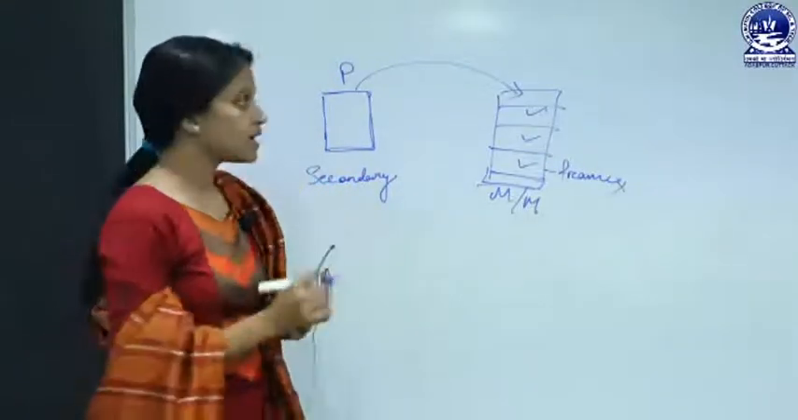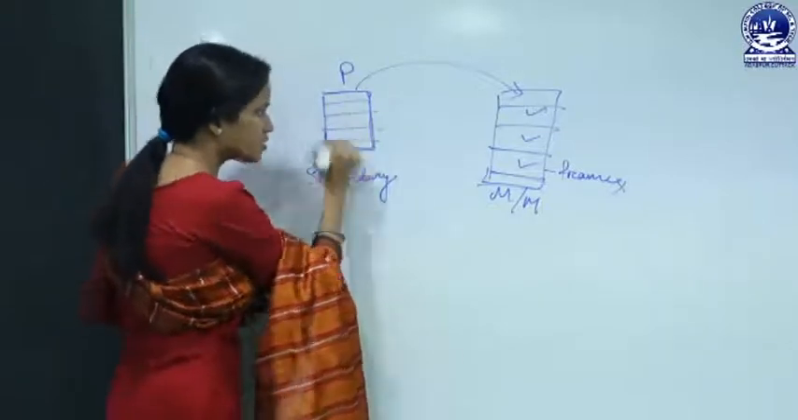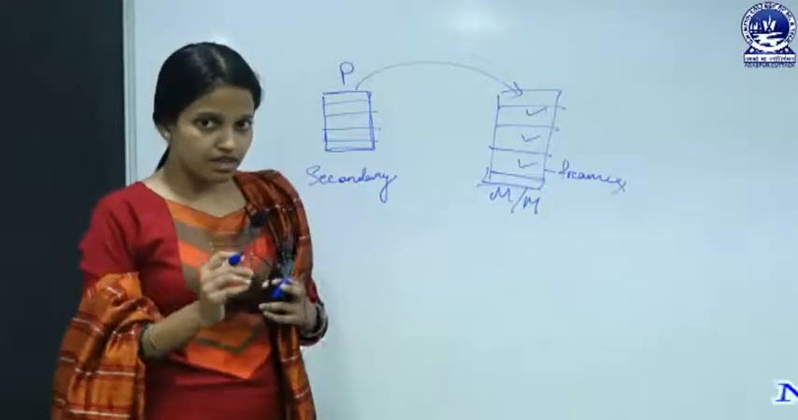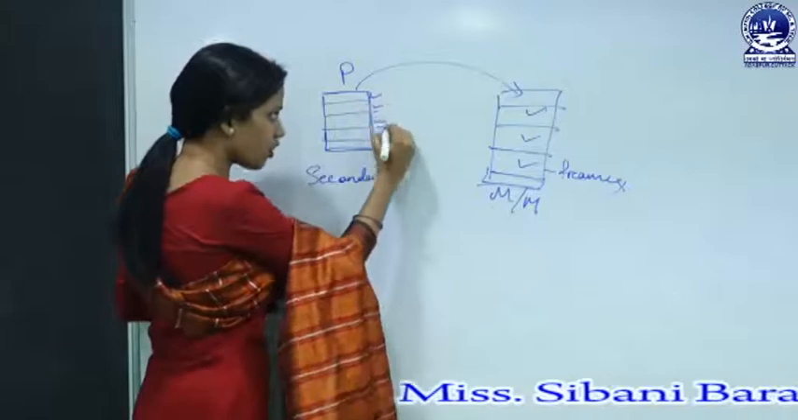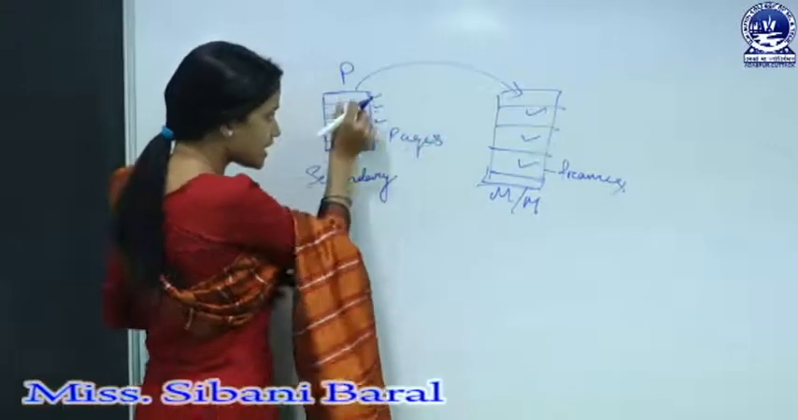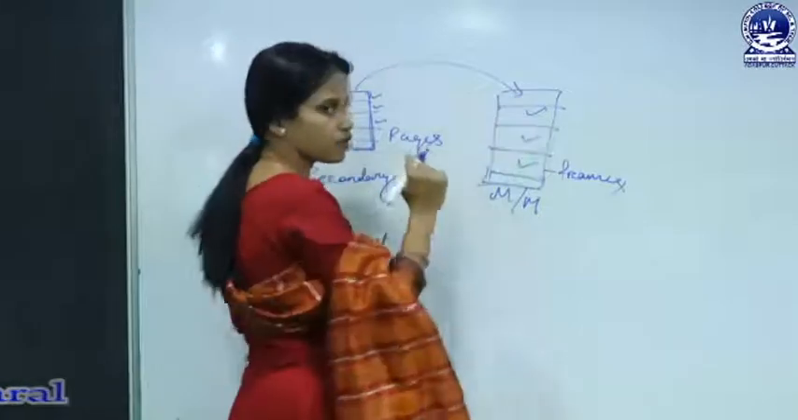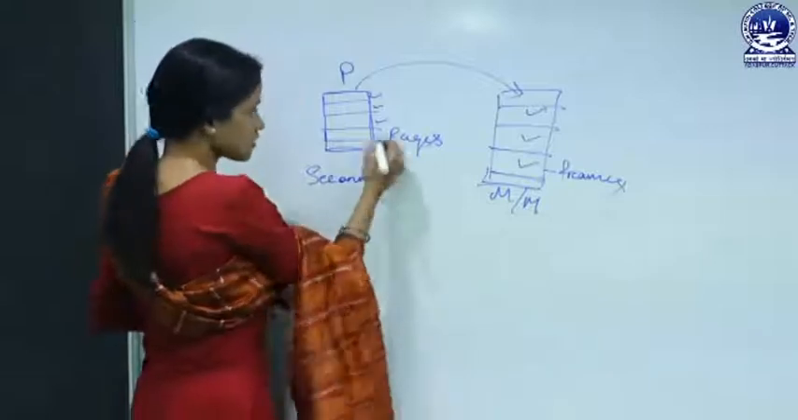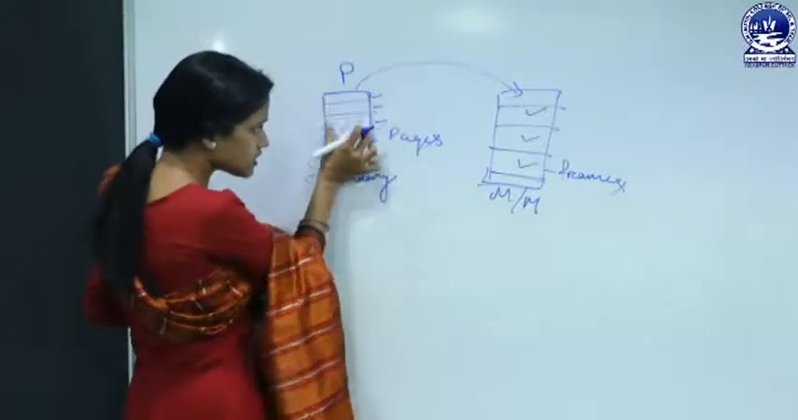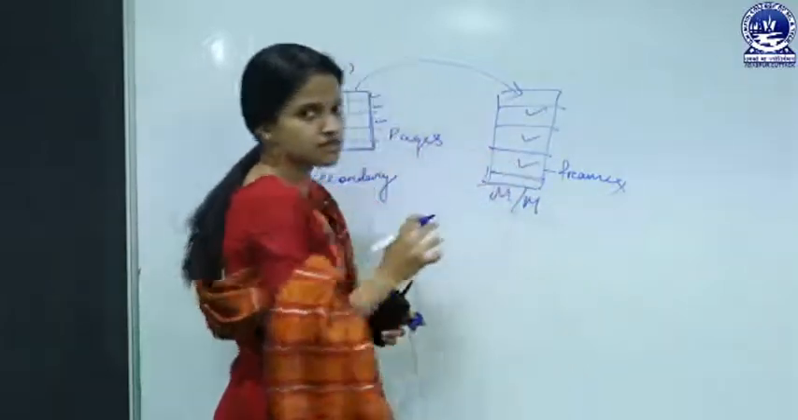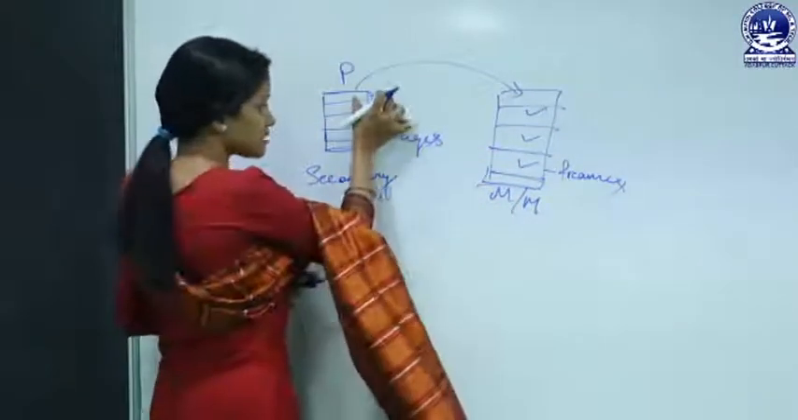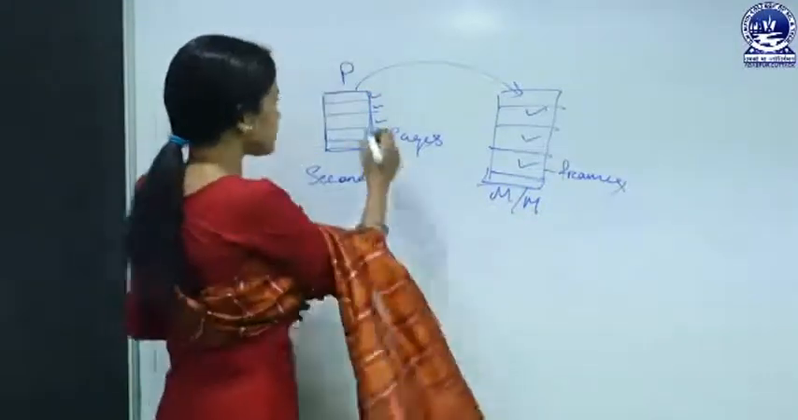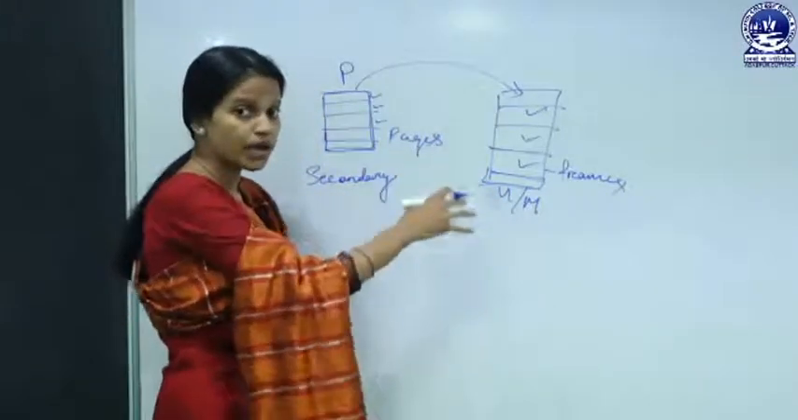The operating system simply divides the process into pages. It breaks the process into blocks, and each block is called a page, and each page is assigned to the main memory one by one as required. The size of the pages should be the same as the size of the frames. So each page is assigned according to the requirement of the main memory.